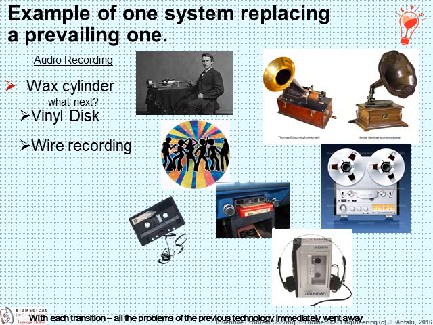Wire recording came into play that superseded the vinyl disc in some respects. Reel-to-reel tapes were very popular in the 70s and 80s, but they had their limitations, and they were awkward and sloppy.